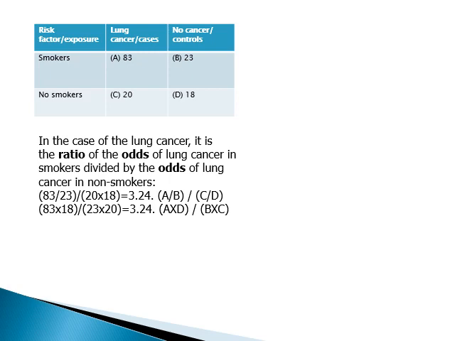Another example: smokers, non-smokers, lung cancer, no cancer. In the case of lung cancer, it is the ratio of the odds of lung cancer in smokers divided by the odds of lung cancer in non-smokers. Either way, we get an odds ratio equal to 3.24, which means that the odds of getting lung cancer among smokers is 3.24-fold those who were non-smoking.